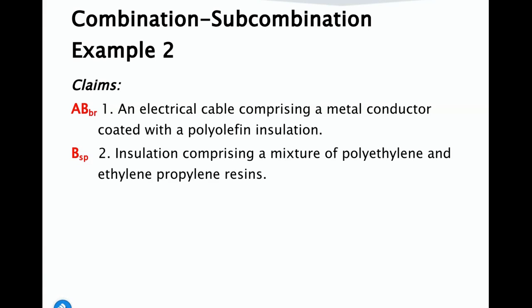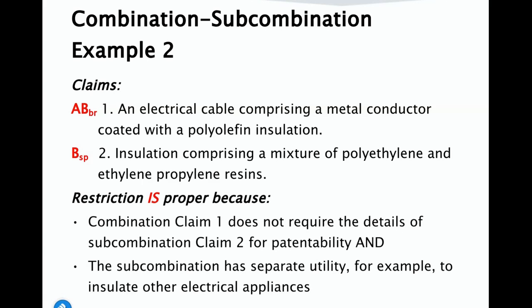In this example, the omission of details of the claimed subcombination B, specific in the combination of A and B, serves as evidence that the combination does not rely upon the specific limitations of the subcombination for its patentability. In addition, the specifically claimed insulation in claim 2 can be used in other electrical appliances other than as an electrical cable. As a result, restriction is proper.